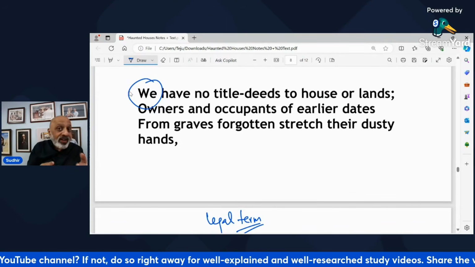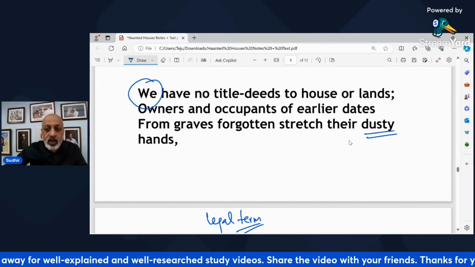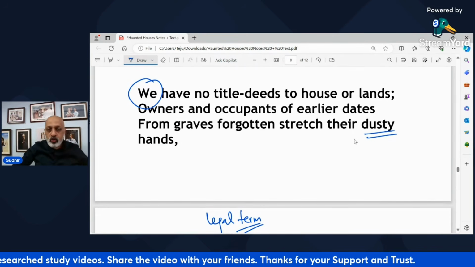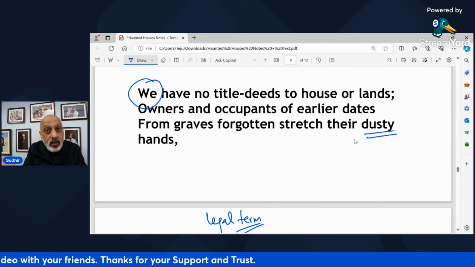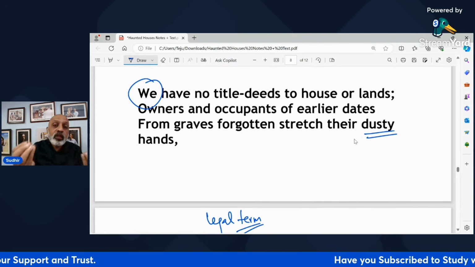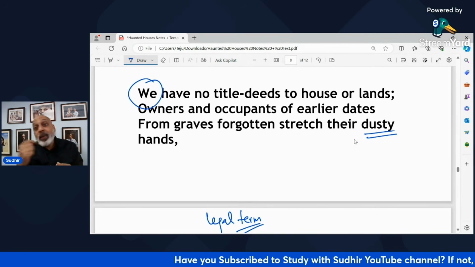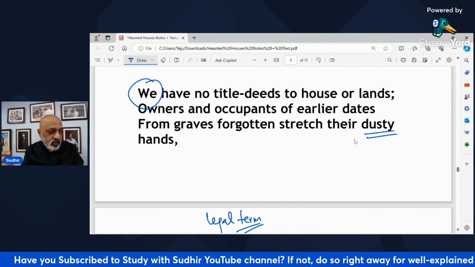Why dusty? Why has the word dusty been used? Now, these are the kind of questions which can come. The word dusty has been used because you bury them inside the earth. When you're burying them inside the earth, you're burying them along with the soil and the mud. So they are now inside the earth, which is why the word dusty. It also conveys the passage of time. With the passage of time, their hands have also become dusty.